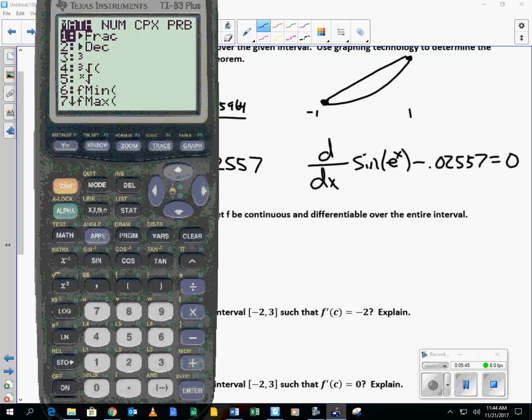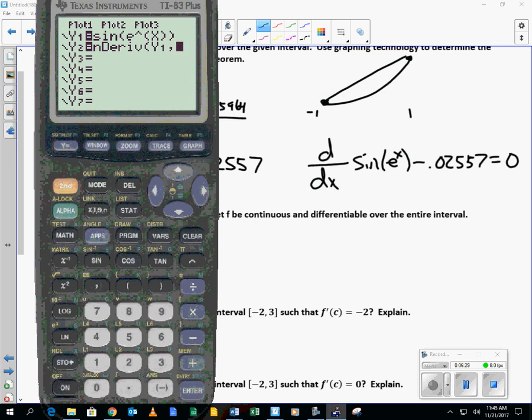Math. Scroll down to nDeriv. nDeriv means it's going to take the derivative of a function for a given x value, for a given variable. So as I have this, we have to tell it what function we want. This is the function, correct? You can either type that in, or you can just type y1. Vars, V-A-R-S, that means variables. You can get to your y variables through there for your function and select y1. So this is going to take the derivative of y1, comma.